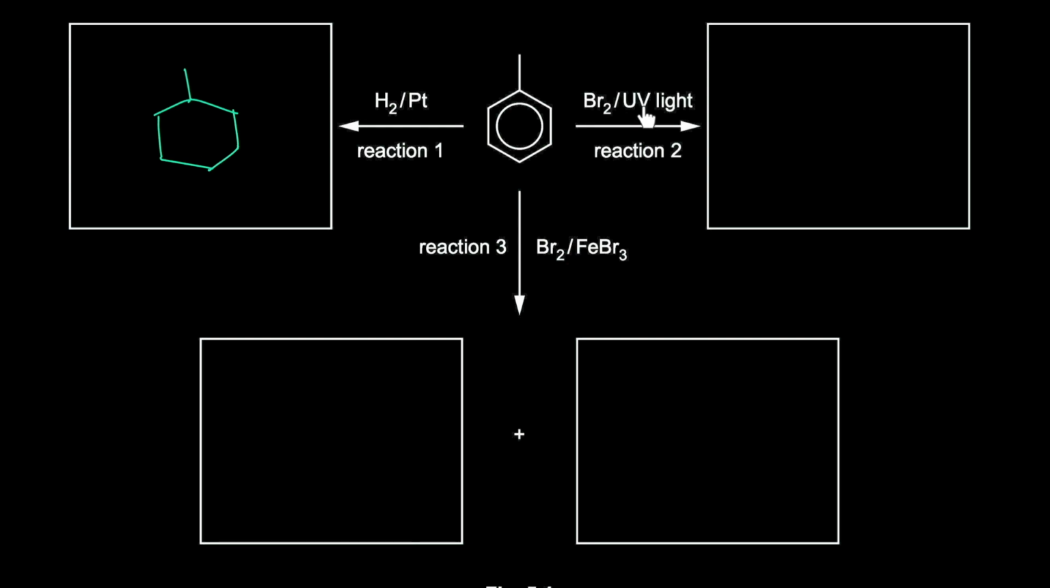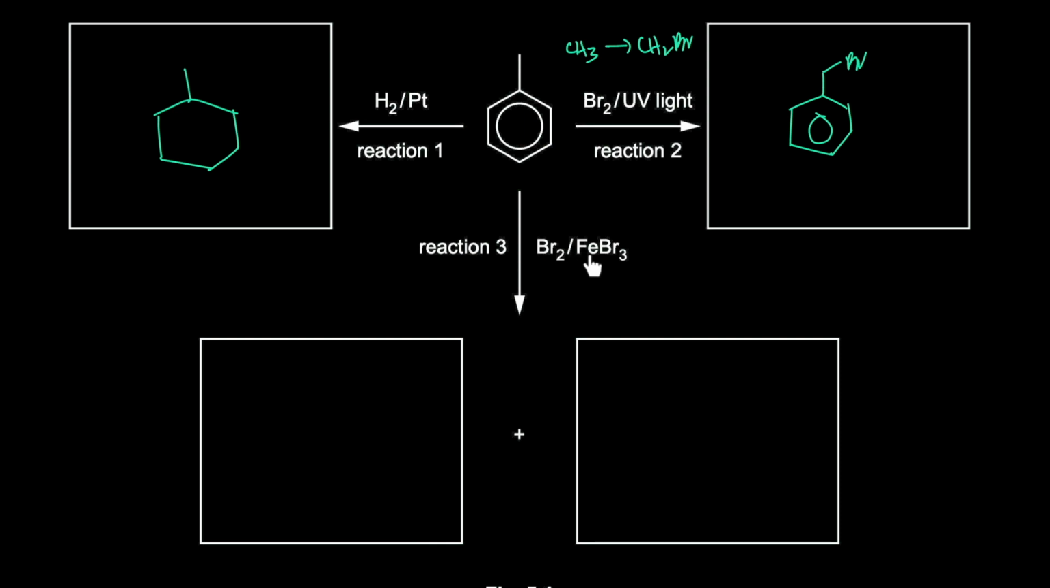So in reaction 2, we're reacting this with bromine in the presence of UV light. There's no catalyst, so we have free radical substitution. We have substitution on the alkyl group. So the CH3 becomes a CH2Br. The bromine replaces the hydrogen. No substitution on the ring. For that, we need a catalyst. So then this would be this, and then a CH2Br.